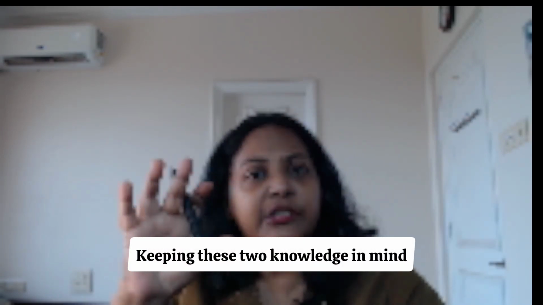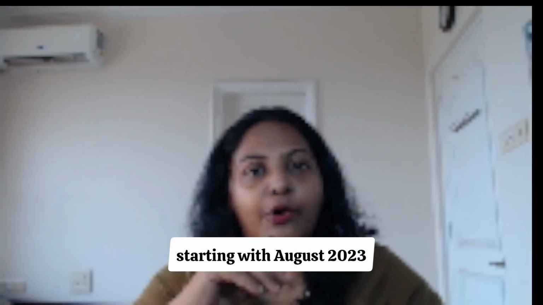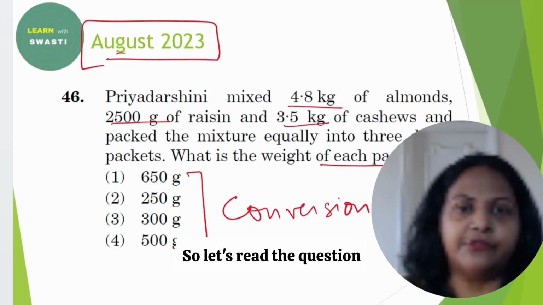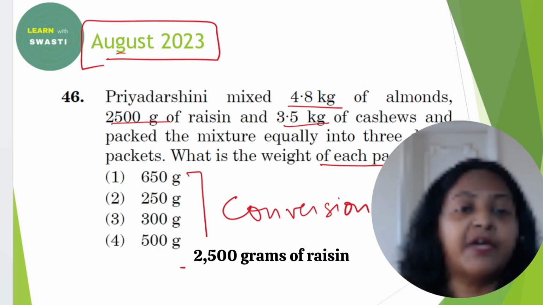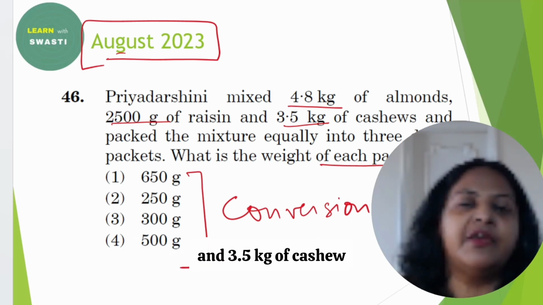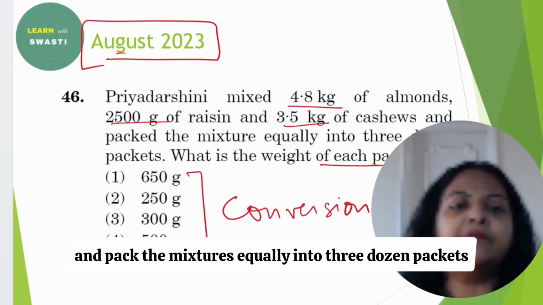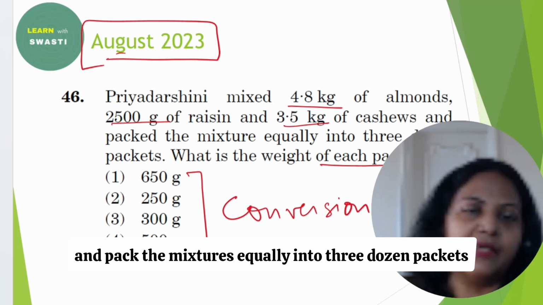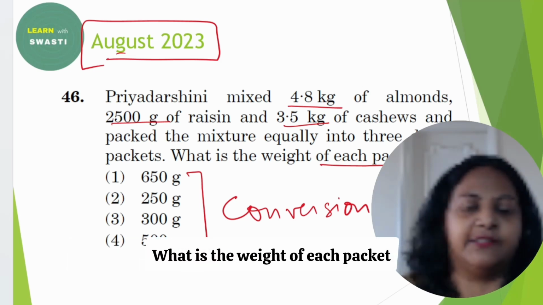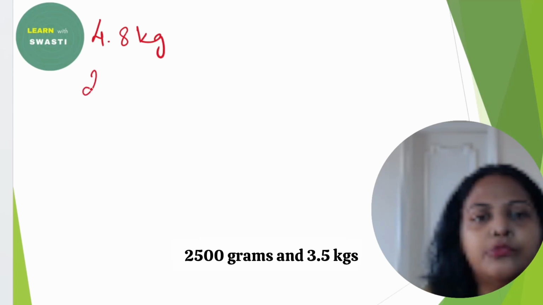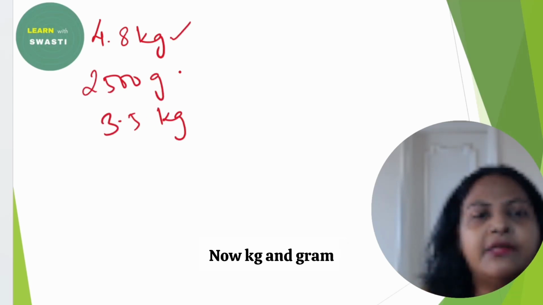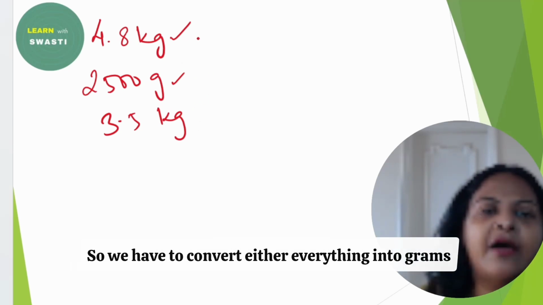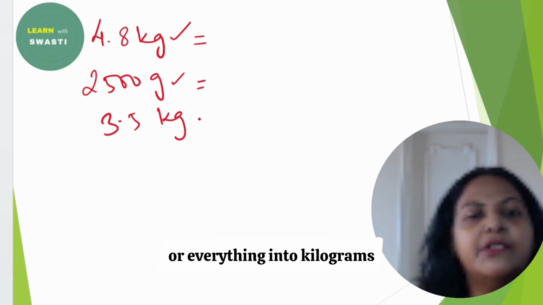Keeping these 2 pieces of knowledge in mind, let's go back to the questions which were asked in the CTET, starting with August 2023. So let's read the question. Priyadarshini mixed 4.8 kg almonds, 2500 grams of raisin and 3.5 kg of cashew and packed the mixture equally into 3 dozen packets. What is the weight of each packet? So we have 4.8 kgs, 2500 grams and 3.5 kgs. Now kg and gram we cannot add.